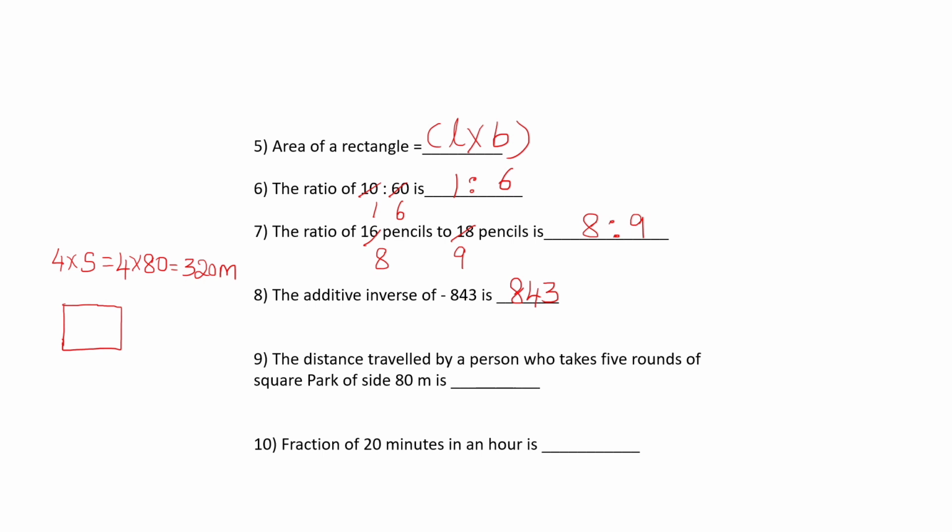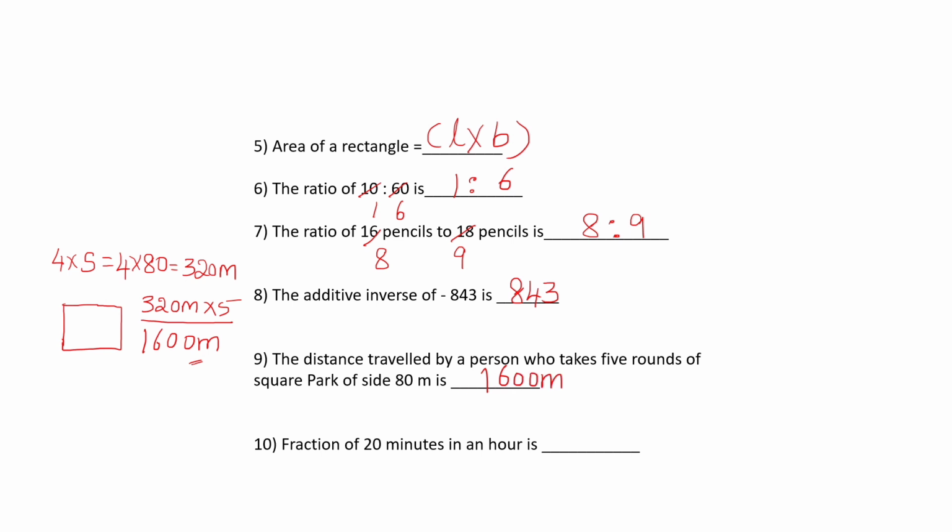Now we got to know the perimeter of the square park. Now the distance traveled in 5 rounds we'll have to find out. 320 meters is the perimeter of this square park. So here 320 into 5. So here we'll get the answer as 1600 meters. So the distance traveled in 5 rounds is equal to 1600 meters.